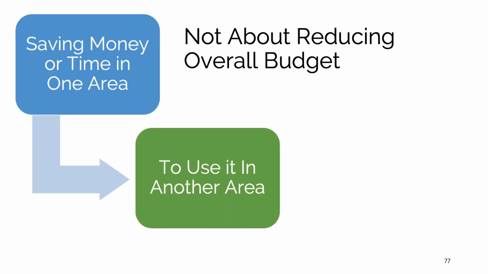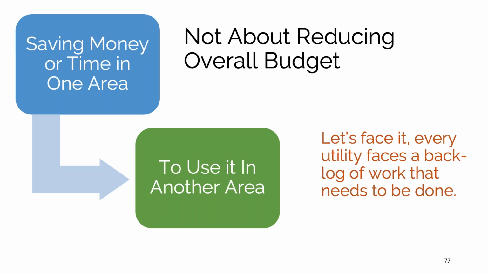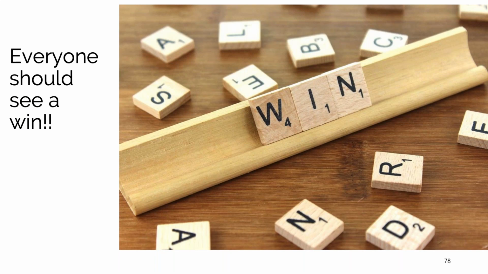So it's really important for us to understand that saving money or time in one area is basically so we can use it in another area. It's not about reducing the overall budget. It's really about getting to the backlog that you normally face in doing the work so that you can use it in areas that you really would like to. And I always say everybody should see a win in this process. So it's not about, oh, let's see how much money we can save so we can cut your budget. It's really about how do we make your day more pleasant so it's more planned, you feel more satisfied because you're keeping your assets working, you get to do things that you've been putting off because you never have the money, and that type of thing.